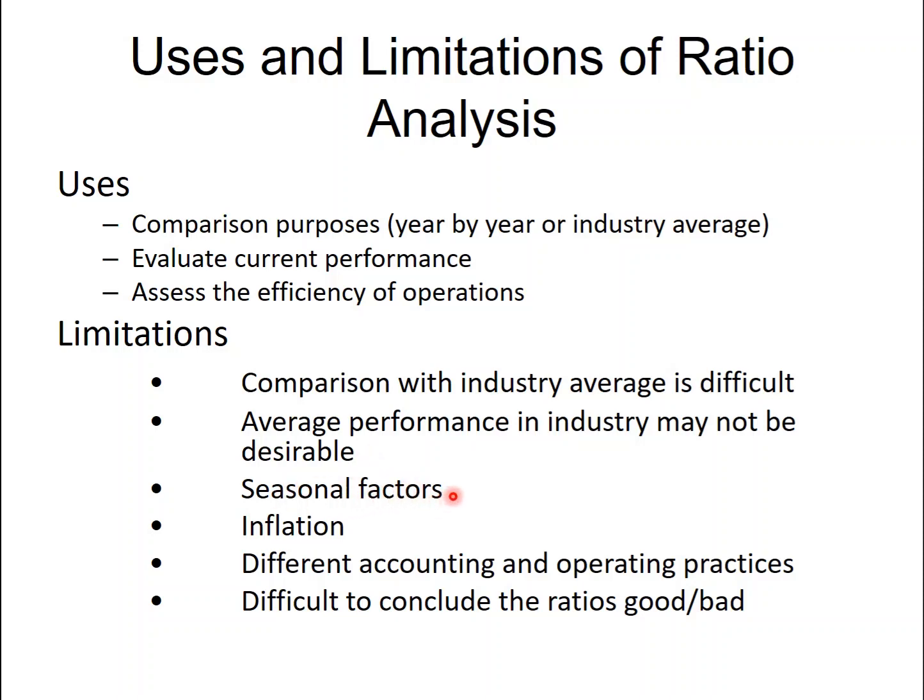Seasonal factors, this affects the company that has seasonal factors in terms of the market. Then from year to year it will be affected in terms of comparison. Next is inflation due to market or economy. Then it will affect comparison year by year. Different accounting and operating practices. For example, in terms of depreciation, we have two options: straight line basis and reducing balance method. So if the company uses a different accounting practice and you compare with your performance, it is not comparable because both methods will affect the profit for the company. Next is difficult to conclude the ratio, good or bad.